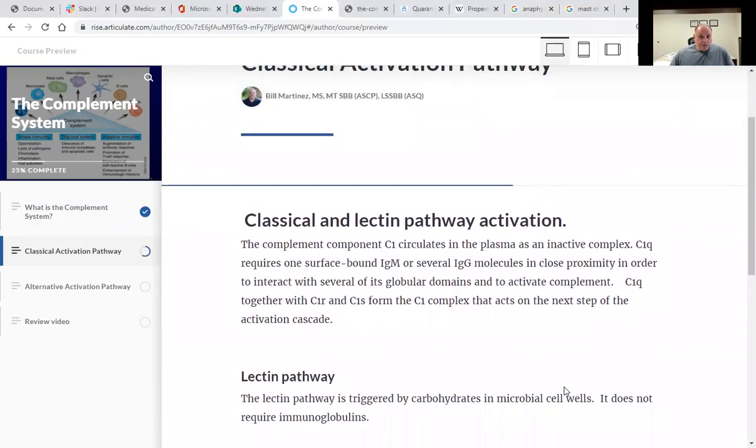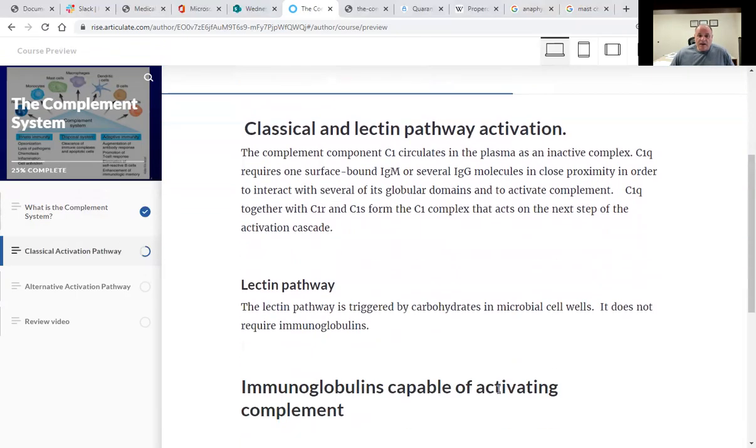A second way of activation is the lectin pathway. The lectin pathway is triggered by carbohydrates in microbial cell walls, so it doesn't require immunoglobulins. So whenever this carbohydrate is in the blood, it can activate C1.